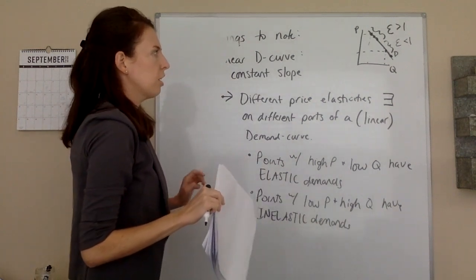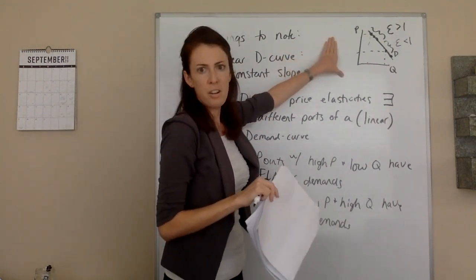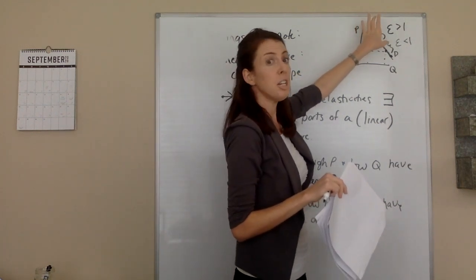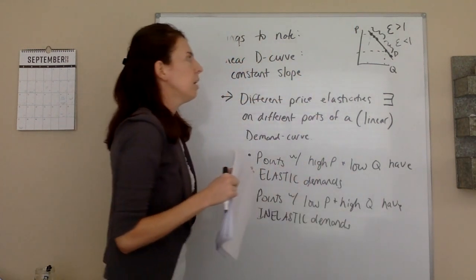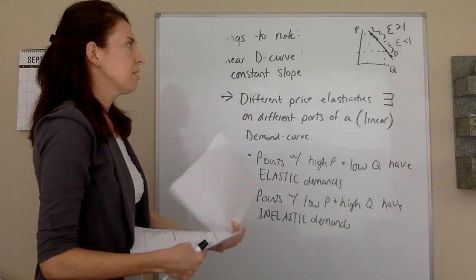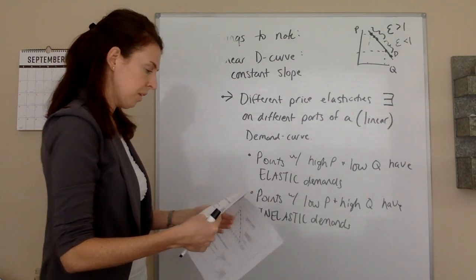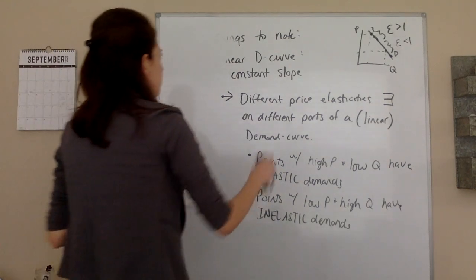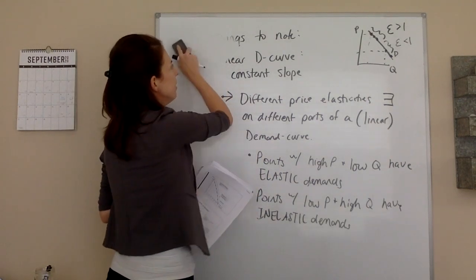But for the sake of the lecture and brevity, I'm just going to say you need to know this. For upper regions of a linear demand curve, elasticity will be greater than 1, and for lower regions, elasticity will be less than 1. Okay, so that is thing to note number 1.